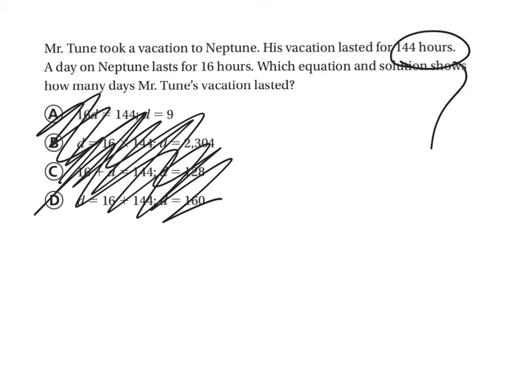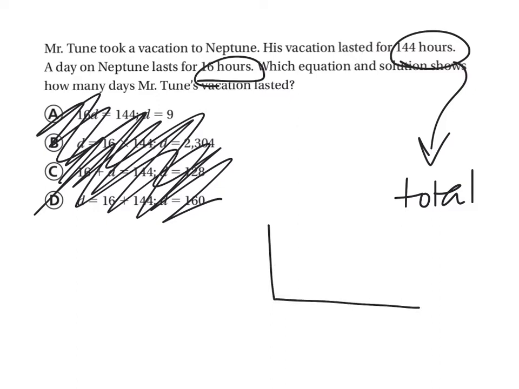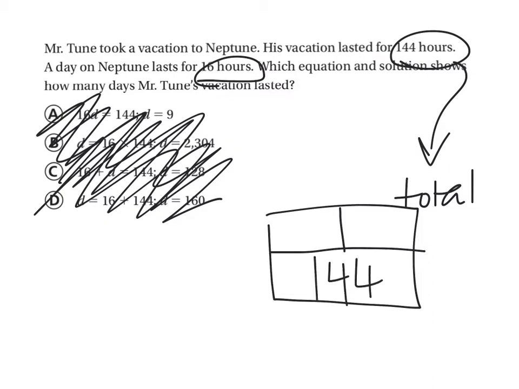As soon as I read that, I'm thinking, okay, that's a total. And then it says a day on Neptune lasts for 16 hours, so I'm thinking that might be one of my parts. What they want to find out is how many days Mr. Toon's vacation lasted. I could do this several different ways, but I'm a big part whole fan. I think it's short and sweet and simple, so a lot of times I gravitate towards that. All right, there's my total. So I'm going to do division or subtraction.